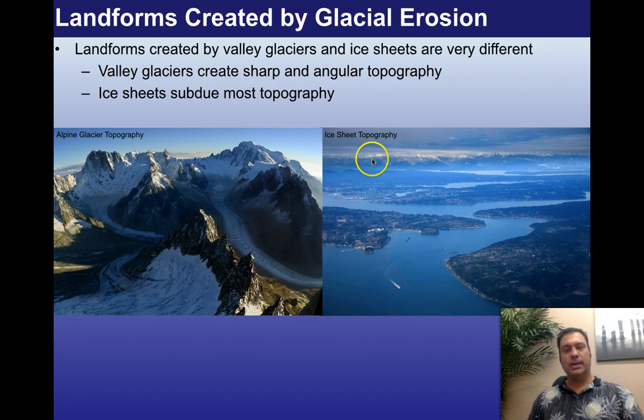Ice sheet topography tends to do the opposite. It tends to subdue the topography. It makes things kind of flat, a little more mundane. Here we can actually see nice flat surfaces. This was once covered by an ice sheet.